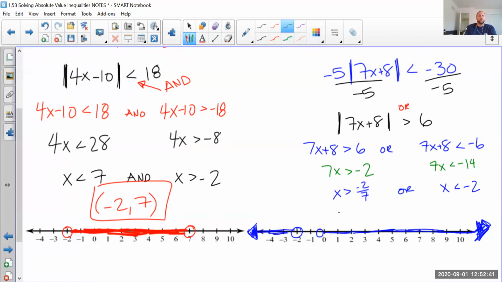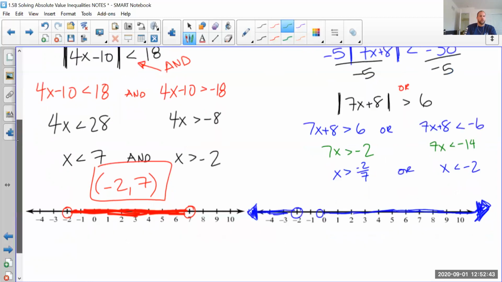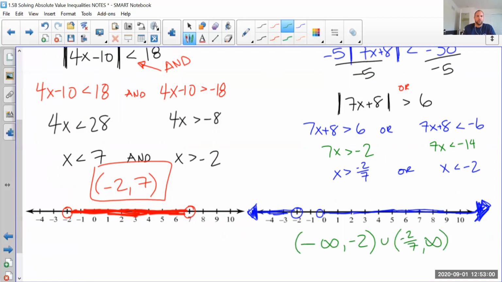Okay, final thing I need to do is write the interval notation. So we have -∞ up to -2, open circle, and -2/7 to +∞, open circle. There's my interval notation.